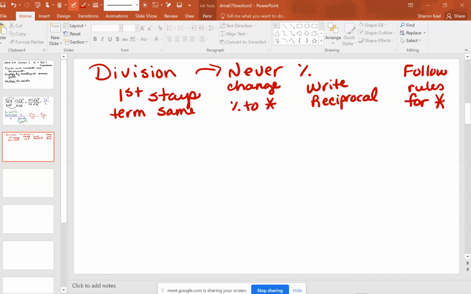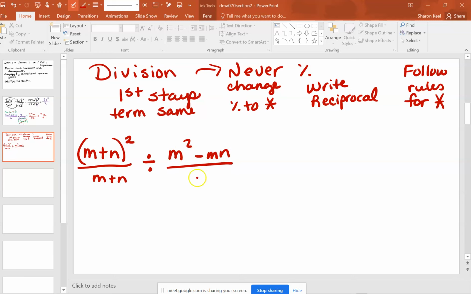So if I were to have something such as, if it's first written this way, m plus n squared over m plus n divided by m squared minus mn over m.